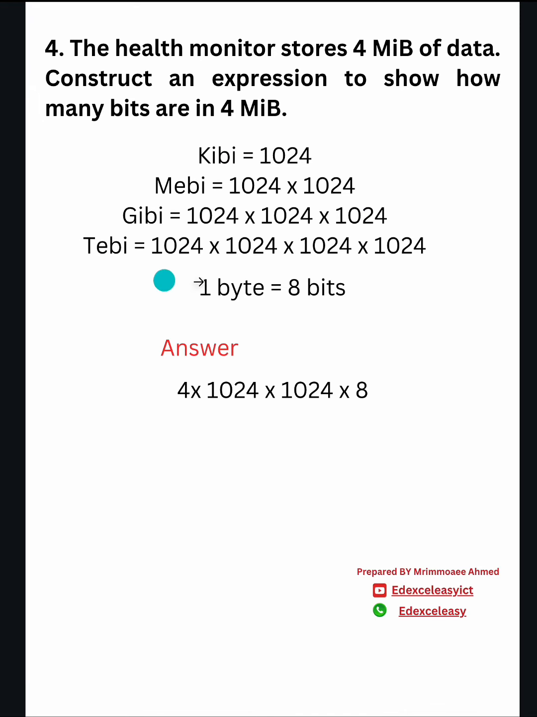So remember the value for each one, and 1 byte equals 8 bits. So when we are trying to convert this to bits, the big letter B means byte, the small letter b means bit, okay, and Mi means mebi. So for mebi it is 1024 × 1024, that means 4 × 1024 × 1024. For byte, 1 byte equals 8 bits, right? That means × 8. So this will be the answer, because they are saying construct an expression. So don't try to calculate the whole thing, just give the answer this way.